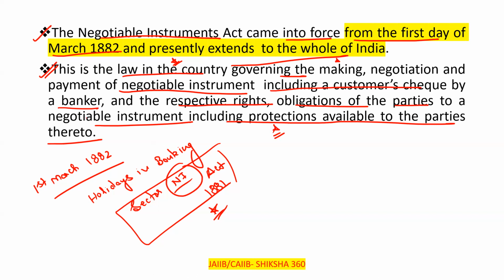So that is regarding the Negotiable Instruments Act. It is the law in the country governing the making, negotiation and payment of negotiable instruments, including a customer's check by a banker, and the respective rights and obligations of the parties to a negotiable instrument, including protections available to the parties thereto also. Now move to the third point here.